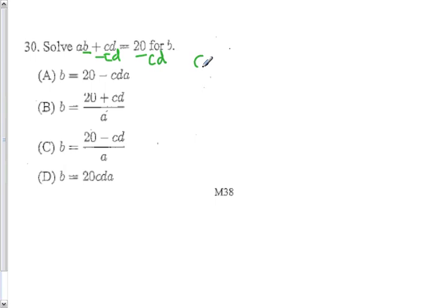So now we would have, if we subtracted CD from both sides, minus CD here. So we would have AB is equal to 20 minus CD. Straighten up our equal sign here.